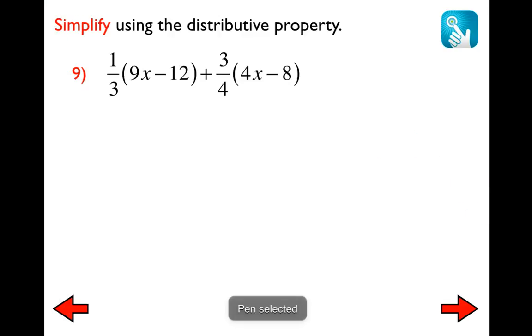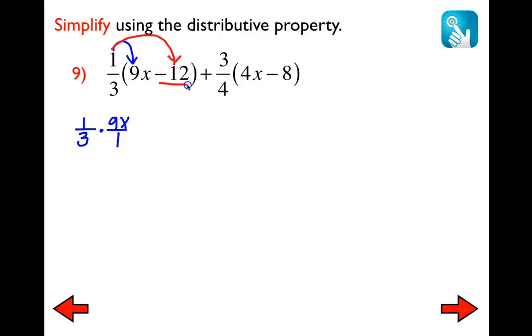So here, first things first, I'm going to go ahead and distribute. So notice I'm going to have to distribute twice. It's doable. So let's do 1/3 times 9x. So I'm going to show my work. 1/3 times, I'm going to put 9x over 1 to make it a fraction right away. And then I'm going to do 1/3 times a negative 12. So notice that sign is making it negative. Positive times a negative is a negative, so I'm going to subtract. 1/3 times, again, 12 over 1, making that 12 into a fraction.